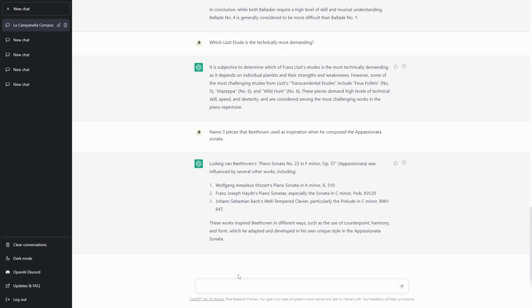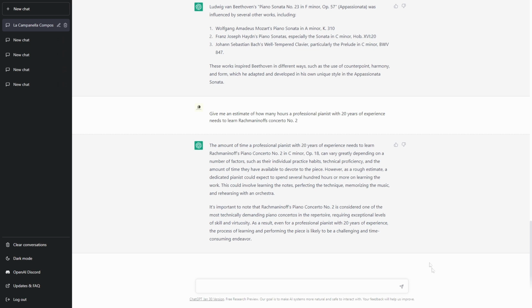Okay, level 4, now we really get into it. Now it becomes more abstract and not so much general knowledge. So my question is, give me an estimate of how many hours a professional pianist with 20 years of experience needs to learn Rachmaninoff's Concerto No. 2. Alright, so let's see the reply. The first thing here is always a disclaimer that it depends on the person and the technical proficiency, etc. Then it says, however, as a rough estimate, a dedicated pianist could expect to spend several hundred hours or more learning the work. Several hundred hours, okay.